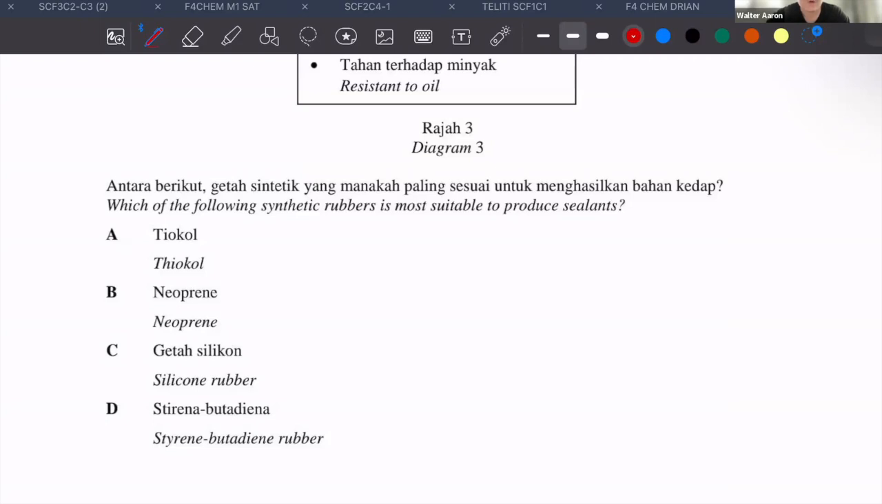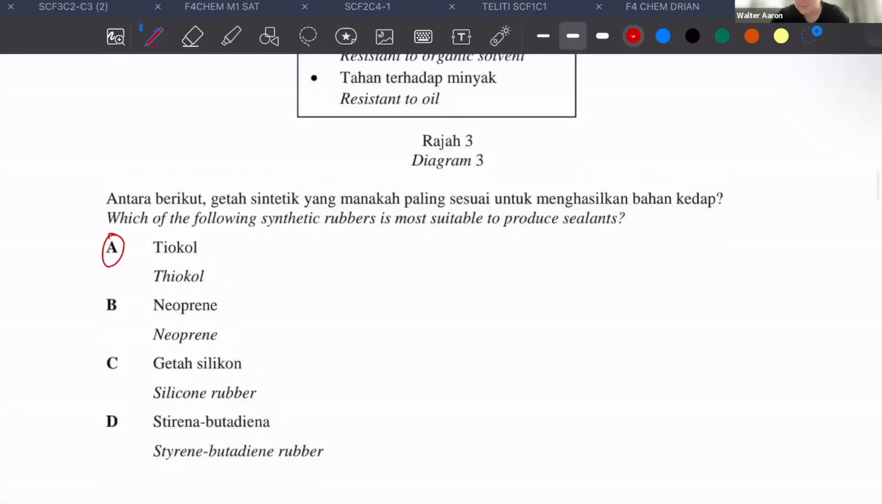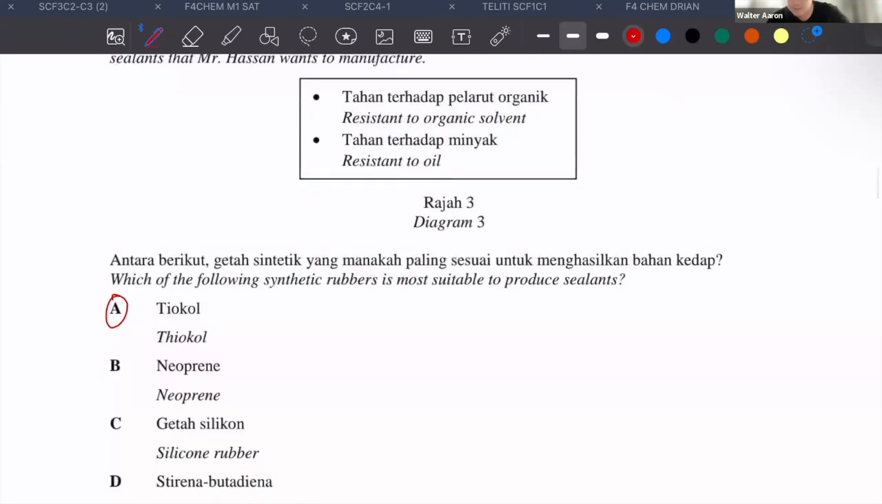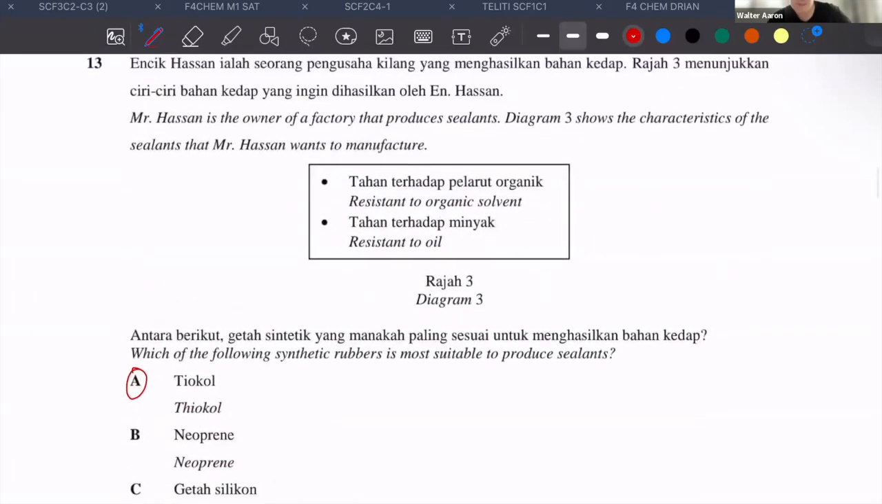In this case, the best answer will be thiocol, because thiocol is something that cannot dissolve in organic solvents, for example, methylbenzene or hexane and things like that. And it's also resistant to oil. The rest of it cannot. The rest of it technically to a certain extent can dissolve in organic solvents. So therefore B, C, D is out. So 13 is A.